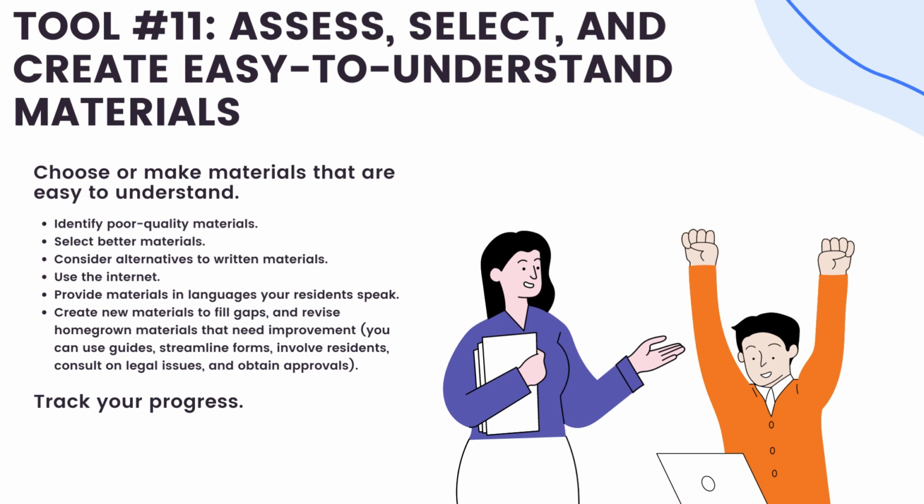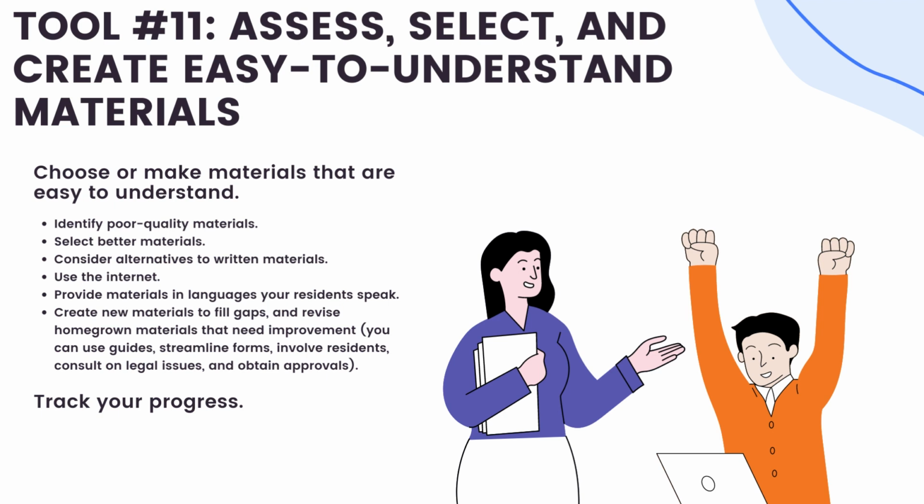Create new materials to fill gaps and revise homegrown materials that need improvement. Sometimes you just can't find easy to understand instructions or information you want to share with your residents. Or you realize that the materials your office has created are not as easy to understand as you'd like. Use existing guides to help you design or revise materials and websites so that they are easy to understand.